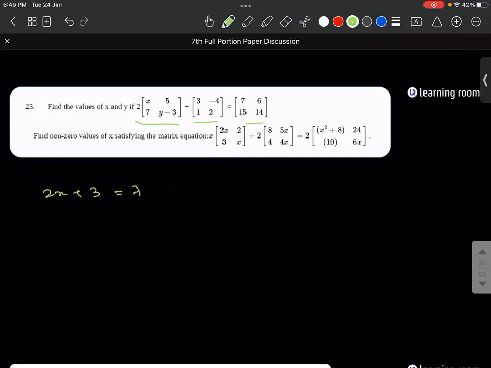2x plus 3 is 7, so x is 2. y minus 1 is equal to 14, which implies y is equal to 15.